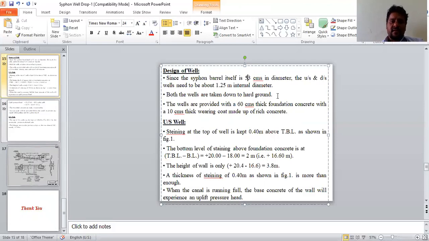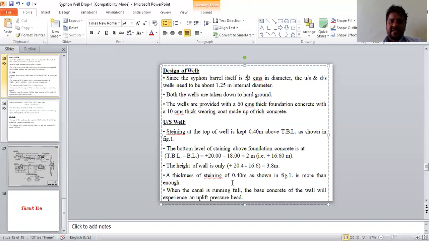Both wells are taken down to hard ground, definitely, and provided with 60 centimeter thick foundation concrete. Okay, 10 centimeters of rich concrete. Rich concrete in the sense more percentage of cement is provided. Okay, upstream side and downstream side, based on the level we can substitute that. Bottom level of the staining, so 20 minus 18, that is 2 meter difference, so that would be at 16.6 meter. So simple, TBL level and bed level. TBL level is already mentioned in the question. The height of the well is 20.4 minus 16.6, so 3.8 meters is the height of the well. So upstream side and downstream side should have the same height.